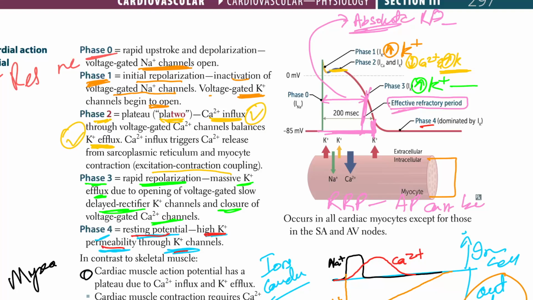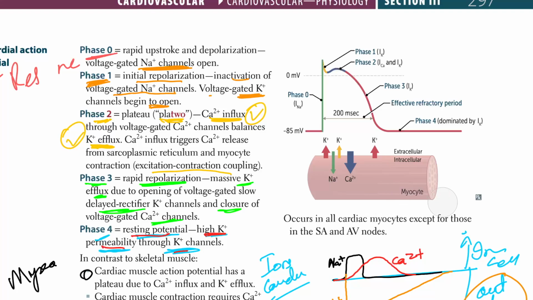What else might we have here? Okay, so now let's look at one more thing about IRK. Let's just write it here. If you see here, instead of writing normal potassium channel, they have mentioned delayed rectifier: massive potassium efflux due to opening of voltage gated slow delayed rectifier potassium channel.